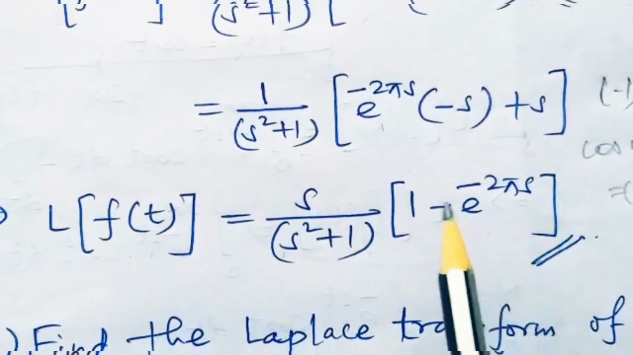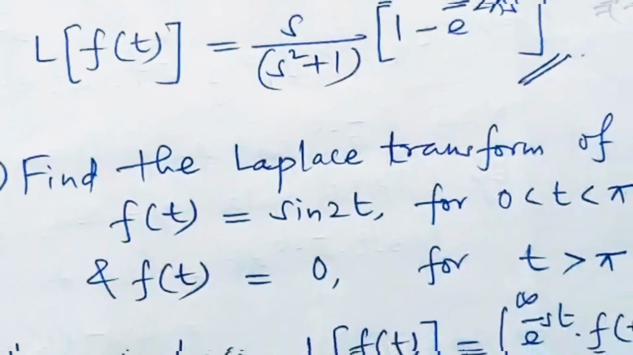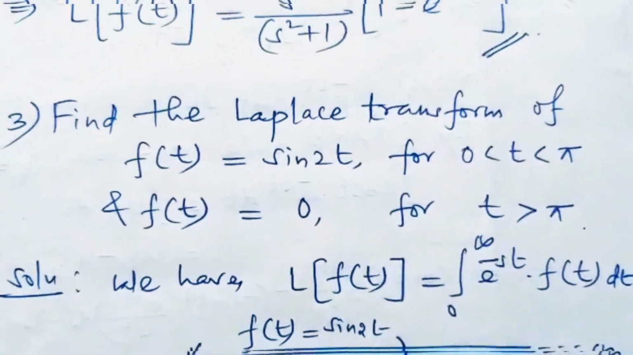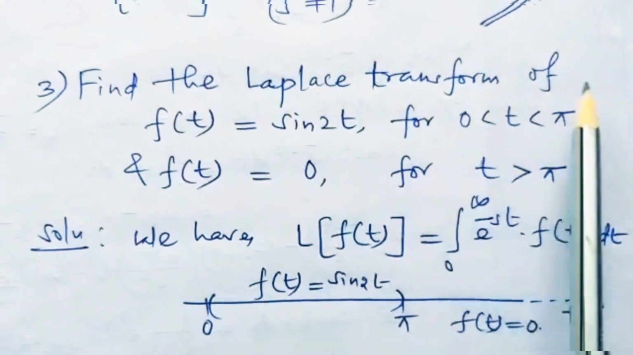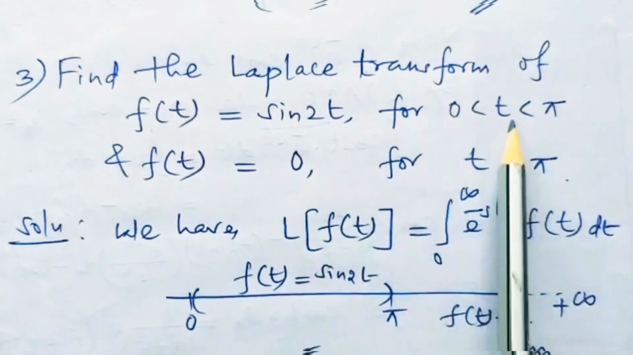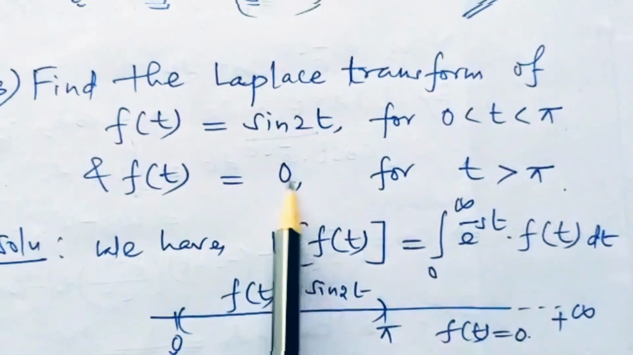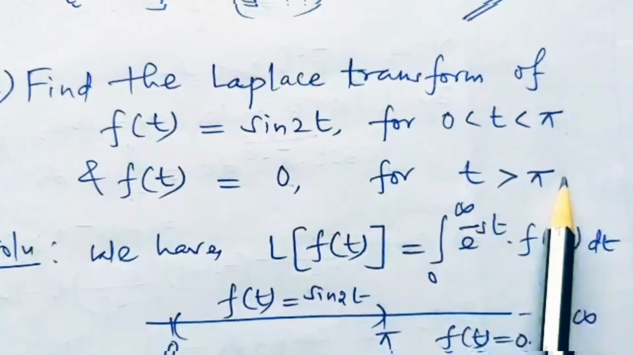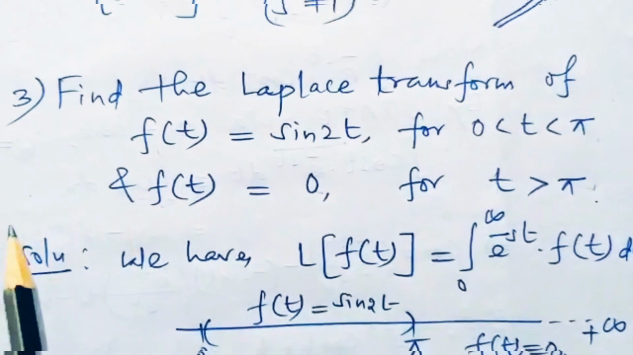So with this, the second problem we can conclude here. I can show you one more problem, the third one. You can take this particular problem as your homework. Find the Laplace transform of f of t. The function f of t is sine 2t wherever t lies between 0 to pi. The f of t is equal to 0 whenever t is greater than pi. In this case, find the Laplace transform by using the definition.